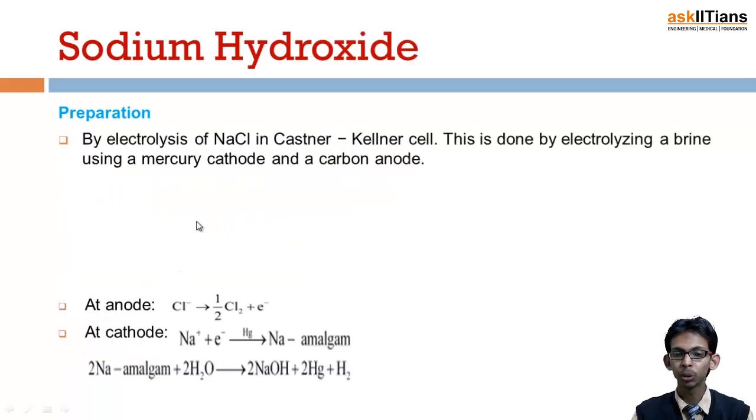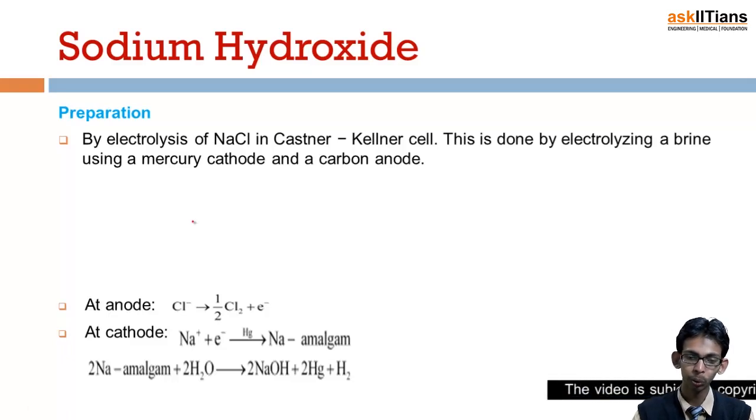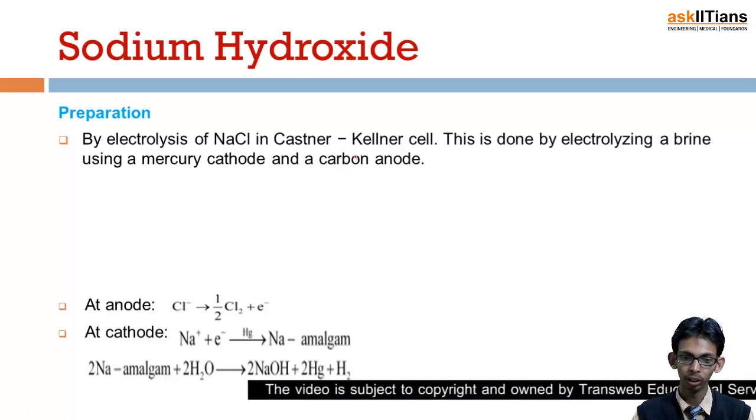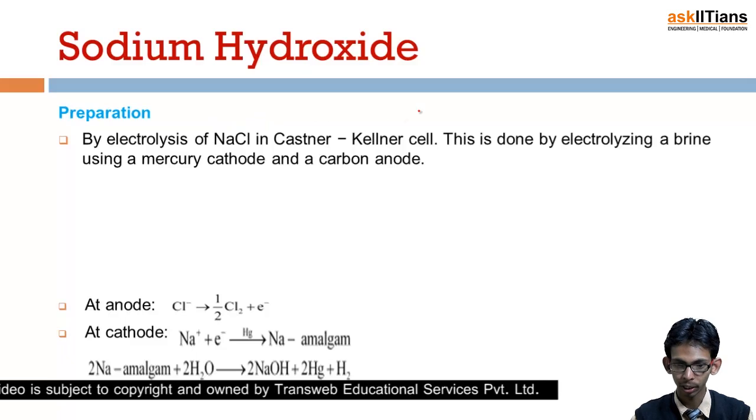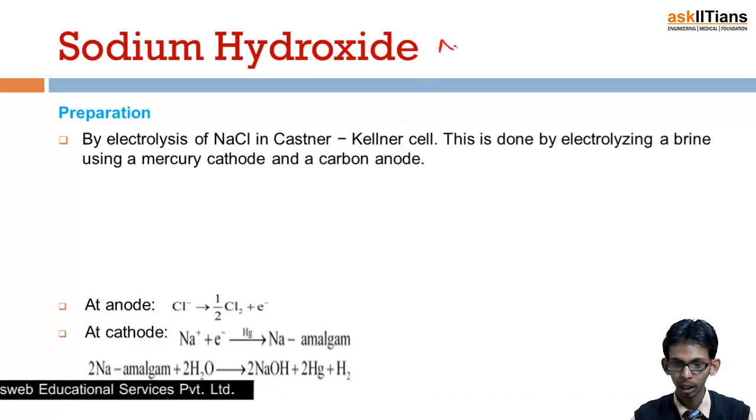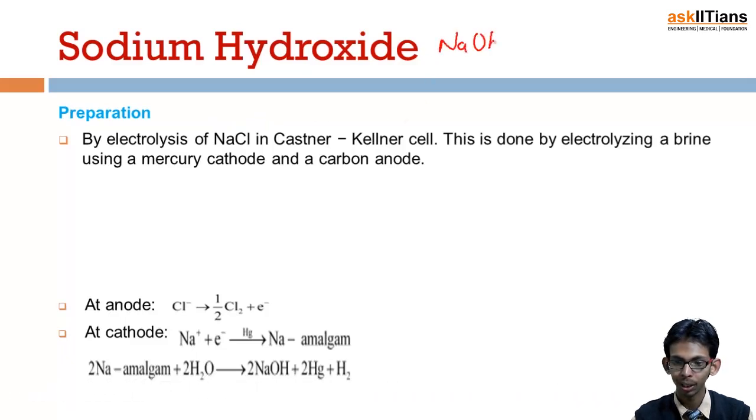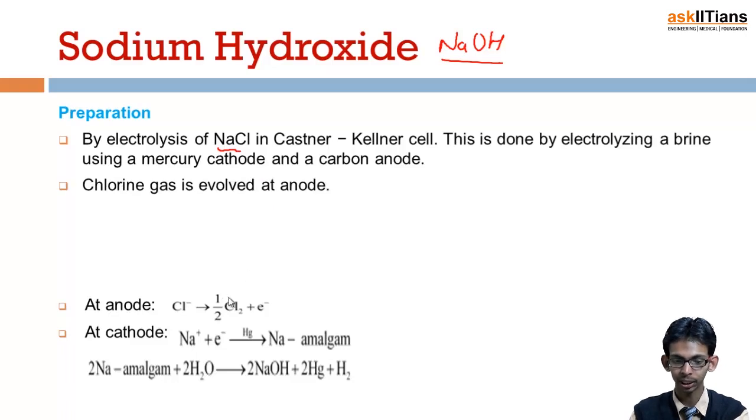And next is sodium hydroxide, which we know is also known as caustic soda. The formula is NaOH. It is prepared by electrolysis of NaCl in the Castner-Kellner cell. This is done by electrolyzing brine. Brine means aqueous solution of NaCl, using mercury cathode and carbon anode, and these are the reactions which take place at cathode and anode.